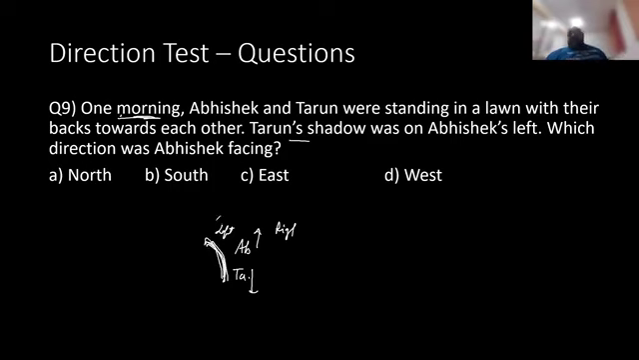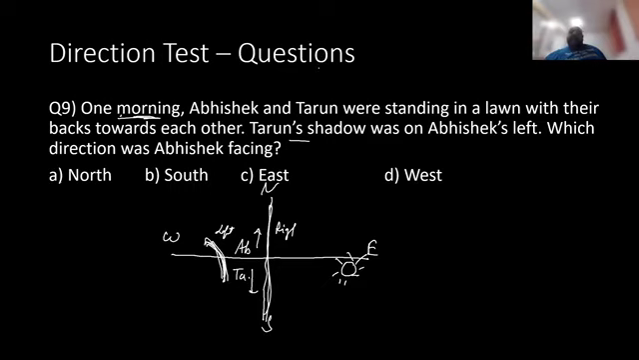If Tarun's shadow is on Abhishek's left, where would the sun be? The sun has to be in the opposite direction, so the sun would be here. Right? In which direction does the sun rise? The sun rises in the east, sets in the west. Because it is morning, the sun will be in the east direction. So this is east, which means this is west, which means this is north, this is south. Abhishek was actually facing north. Therefore, Tarun's shadow was on Abhishek's left.